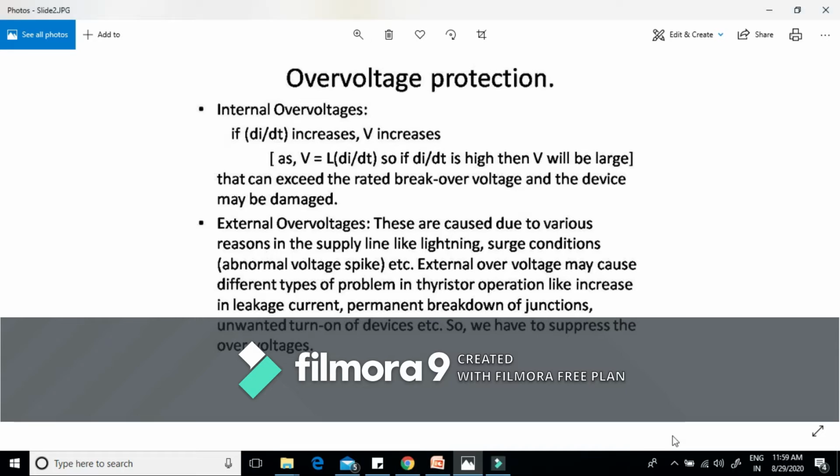These overvoltages cause different types of problems in thyristor operation, like an increase in the leakage current, permanent breakdown of junctions, and unwanted turn off of the device. So we have to suppress or remove such overvoltage, or we need protection against such overvoltage, against the internal overvoltage and also against the external overvoltage.